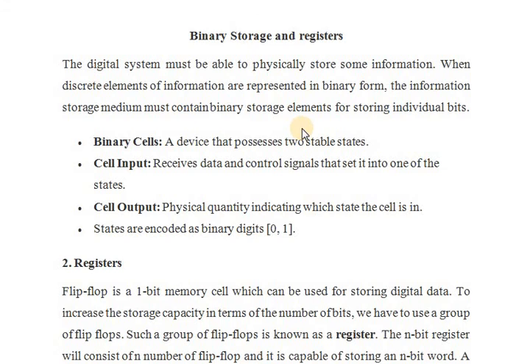Now next we will see what is a cell input. It receives data and control signals that set it into one of its states. That means cell input receives data and control signals that set it into one of its states. It may be a 0 state or it may be a 1 state. That is cell input.